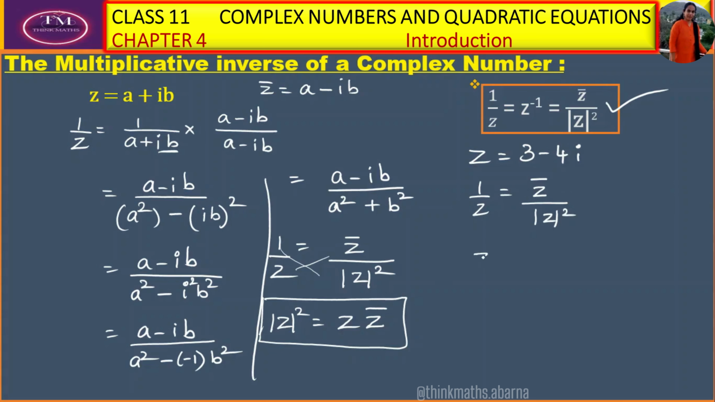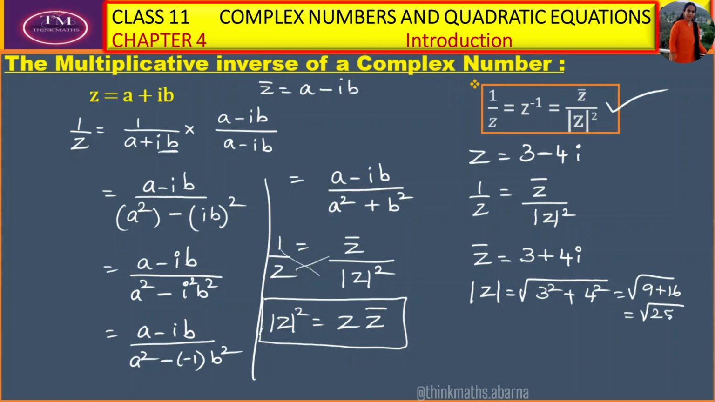Now what is z bar? It is nothing but conjugate of z. What is a conjugate? Minus should be changed to plus. So it is 3 plus 4i. What is modulus z? It is nothing but square root of 3 square plus 4 square. So 3 square is 9, 4 square is 16. So 9 plus 16 is 25. Square root of 25 is 5.